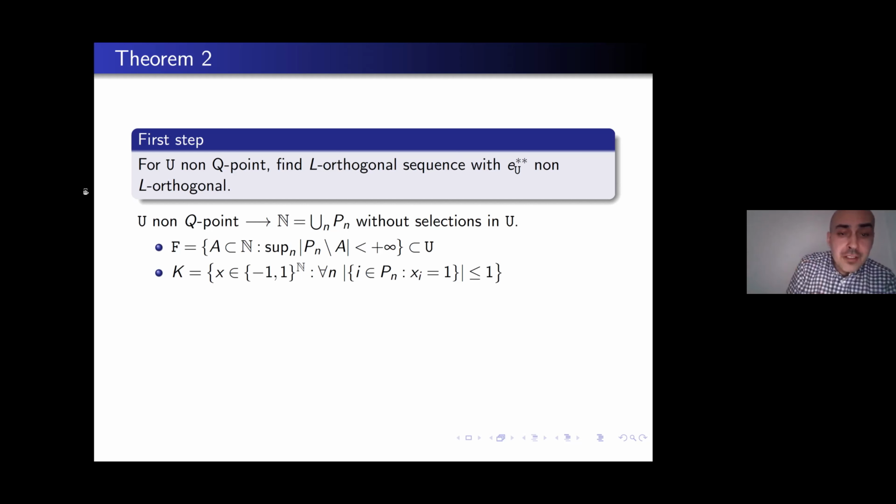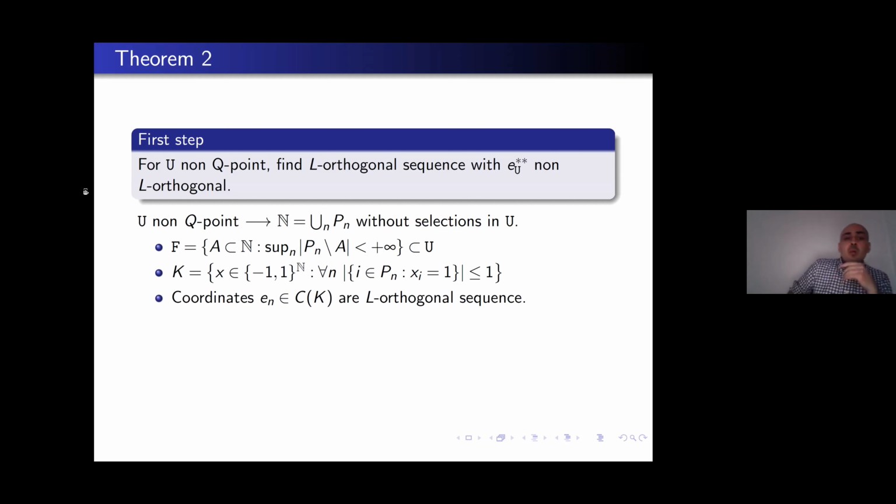I also consider the compact space of sequences of -1s and 1s. So this is a closed subspace of a Cantor set. And this is made of all these selections. It's the characteristic functions of selecting one point, at most one point in each element of the partition. So this gives me a compact space K, a subset of the Cantor set.